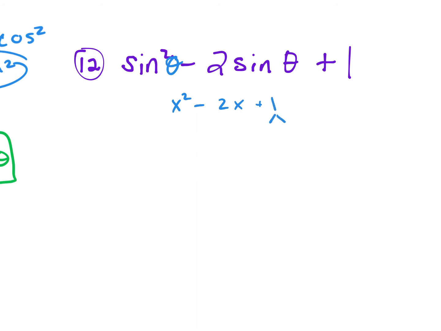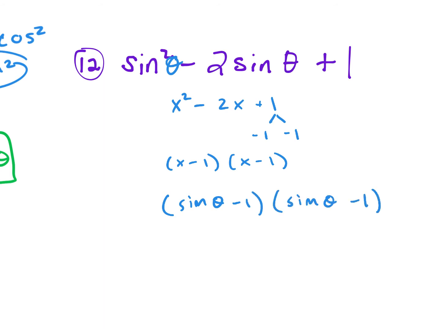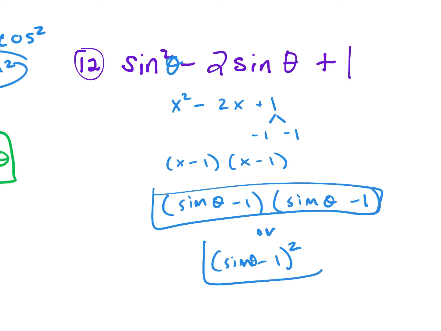Do I have two factors of 1 that add to negative 2? Negative 1, negative 1. So this would be x minus 1 times x minus 1. But since I just replaced sine with x, I have to make sure I plug sine back in. So this would be sine theta minus 1 and sine theta minus 1. Or you could write it as sine theta minus 1 squared, because it's the same thing. So the answer would either be this one or this one, because they're the same.